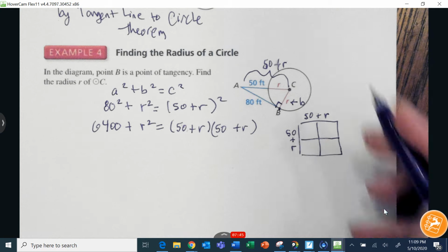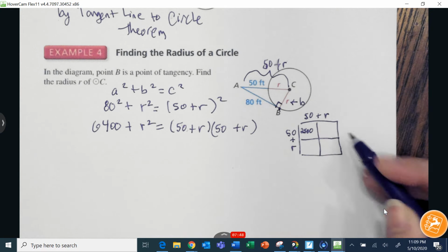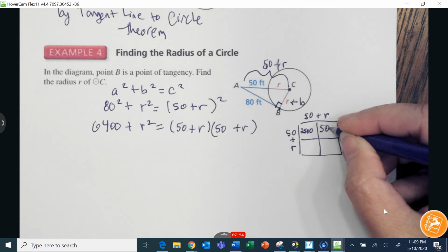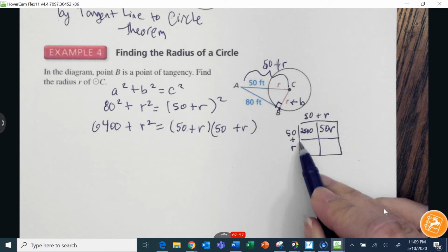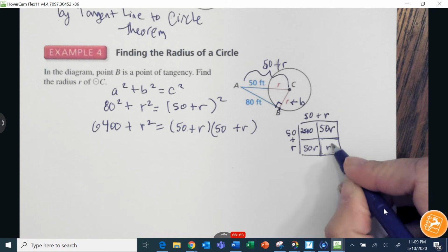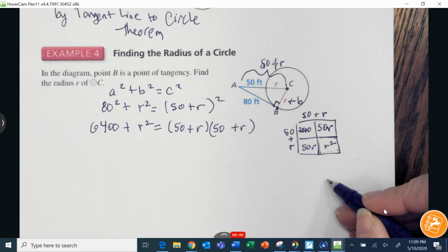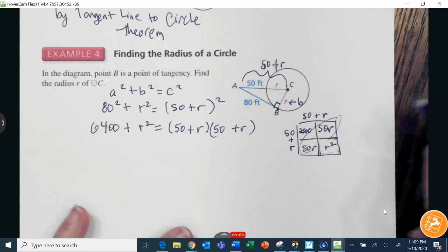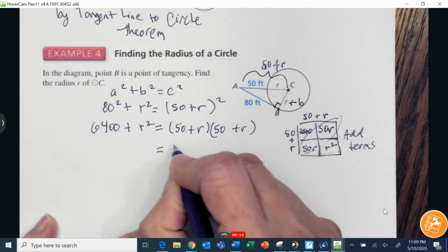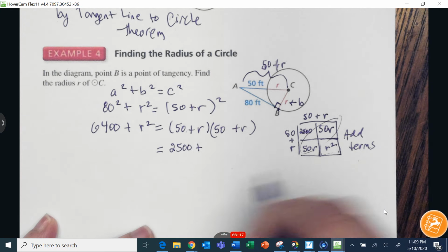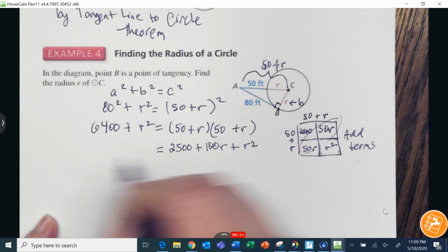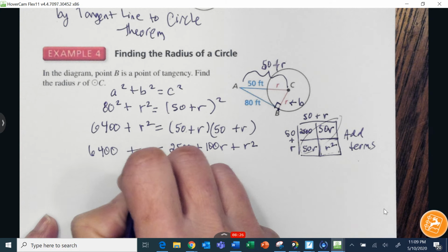So we can do 50 times 50, which is 2,500. In this block right here, I would do the R times 50, so I get 50R. In this block here, I'd do the 50 on the top and the R on the side, so 50R. And then this block here would be R times R, R squared. And then we look for any like terms, which these two are, and we're going to add the terms together. So I will end up having 2,500 plus 50R, and 50R is 100R, and then R squared. Over here I have 6,400 plus R squared.